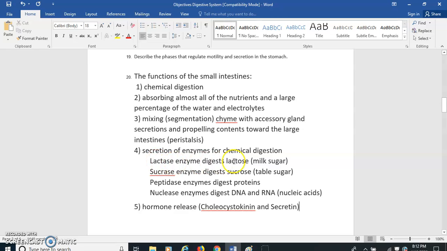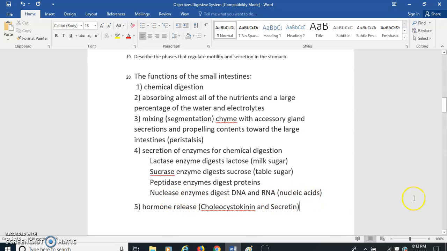Lactase is going to digest the sugar lactose. Sucrase is going to digest the sugar called sucrose. Peptidase enzymes, that's a pretty general term for them, but there are different types of peptidase enzymes, and all of them are digesting some type of protein. And then the nuclease enzymes will digest DNA and RNA, or any of the nucleic acids.